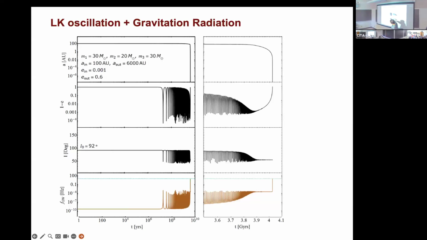Nevertheless, if you imagine the initial inclination is, let's say, 92 degrees, close to perpendicular, the two orbits are almost perpendicular. In that case, the third body can make the inner orbit go to very high eccentricity, 1 minus e of 10 to the minus 4. So even though the semi-major axis is very large, at pericenter they're very close. When they're very close, you have gravitational radiation, which can shrink the orbit. So you can see in this example, initially 100 AU, eventually they merge, and the inner orbit goes through Kozai cycles of eccentricity oscillation. Okay, that's how it works.